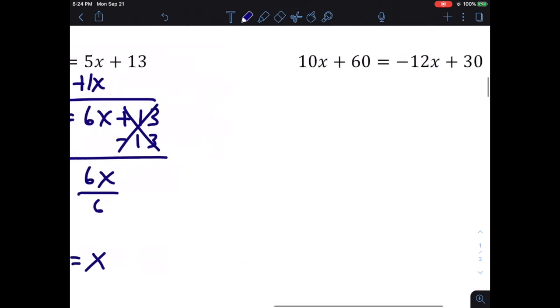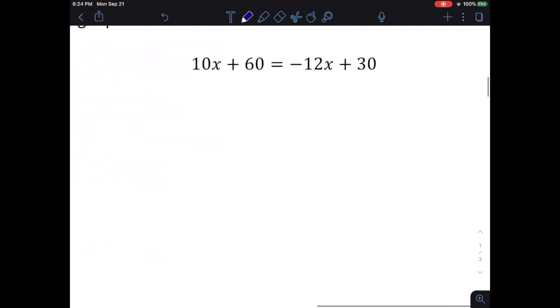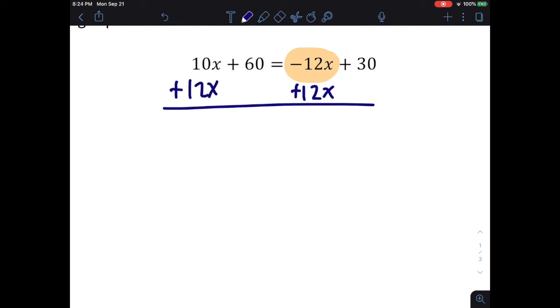All right, let's try another one. Okay, so this is one where you might look at the variables and say that 10 is smaller than 12. And you'd be right, 10 is smaller than 12. But in this case, we have a negative 12. And a negative is always smaller than a positive. So we are going to start here and we're going to add 12x to both sides. Okay, so we add 12x to both sides.